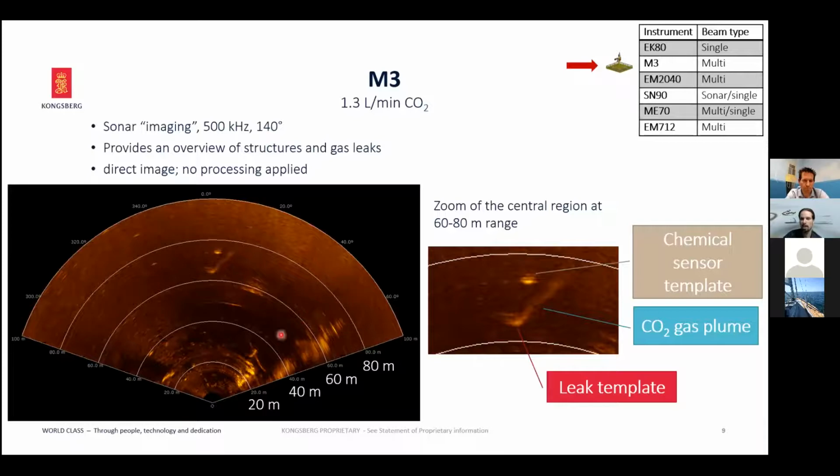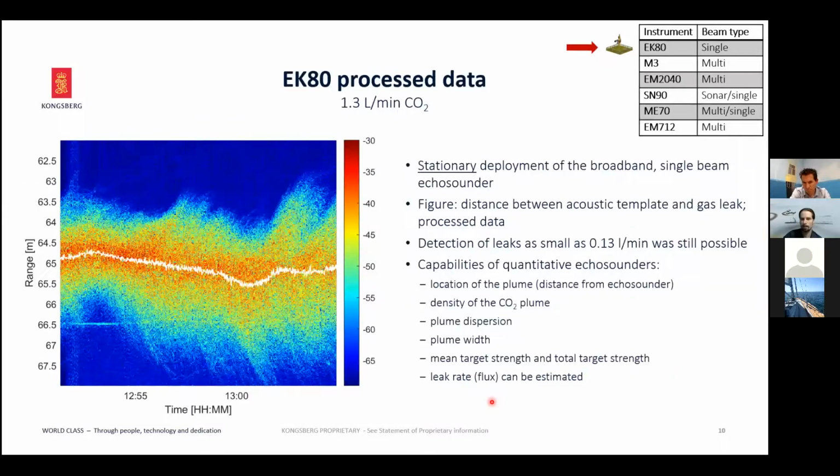What we see here is a direct image, so no post-processing is applied. And here to the right, we have zoomed into this section, and what we see is the leak template with a gas plume and the chemical sensor template behind it. So it provides you a good overview of the environment.